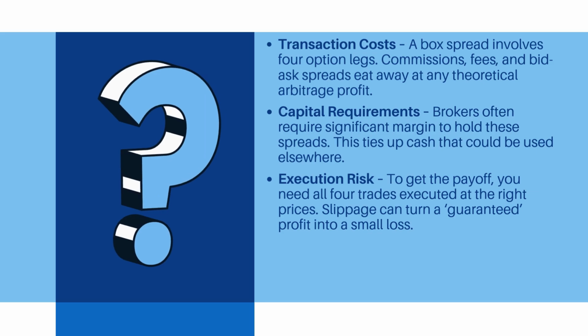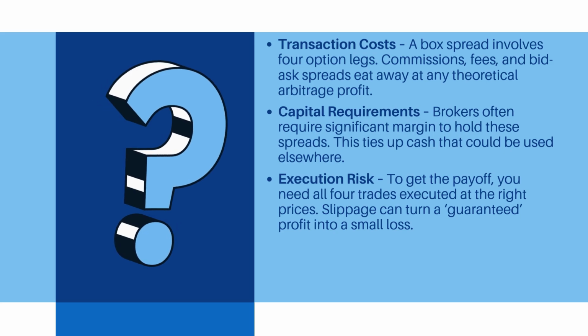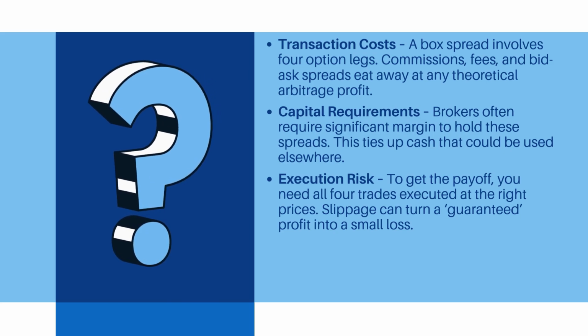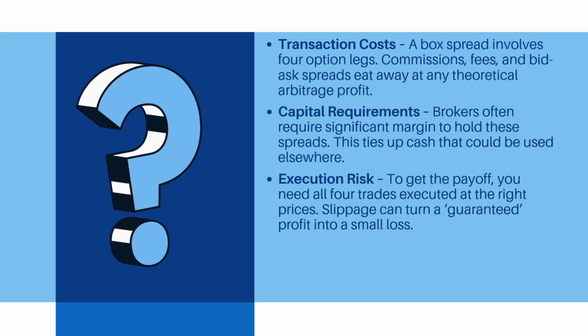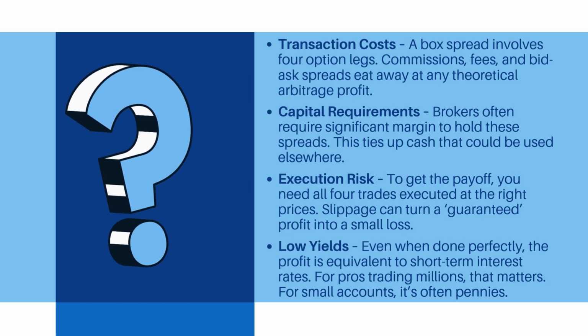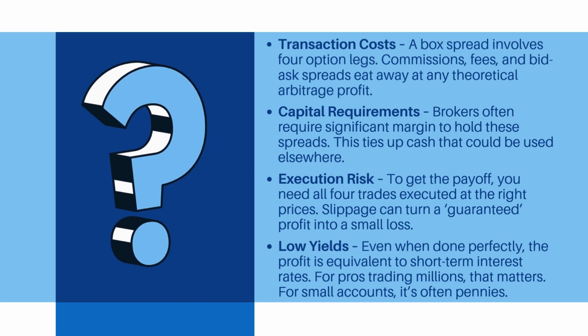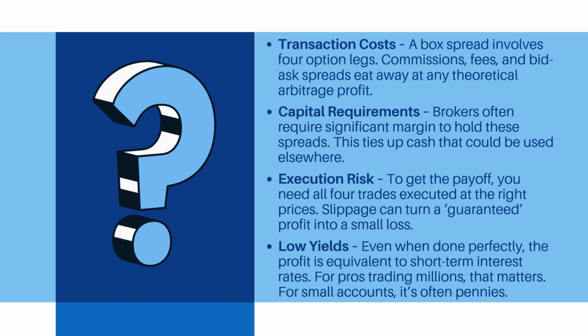Execution risk. To get the payoff, you need all 4 trades executed at the right prices. Slippage can turn a guaranteed profit into a small loss. Low yields. Even when done perfectly, the profit is equivalent to short-term interest rates. For pros trading millions, that matters. For small accounts, it's often pennies.